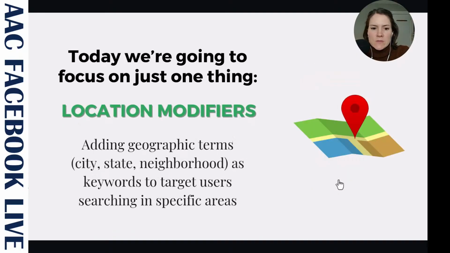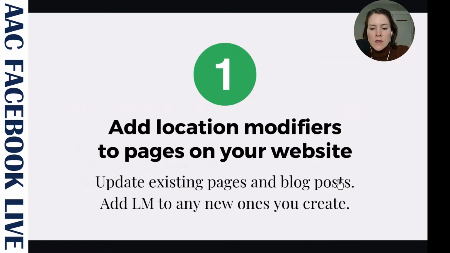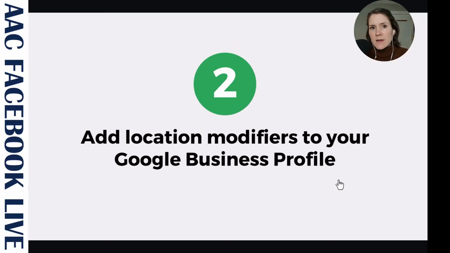Okay, and it's super easy. These are very easy changes to make on your website. We're going to do two things. The first is to add these location modifiers to specific pages on your website. You are going to update existing pages and blog posts, and in the future, as you add more pages or blog posts, you always want to remember to include your location. The second thing I'd like you to do is add location modifiers to specific places on your Google business profile.